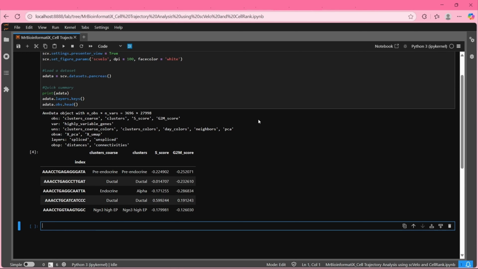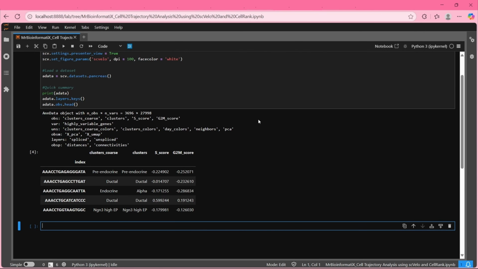As you can see, this table is part of our AnnData object's metadata. It describes each cell in our single-cell dataset. Each row is one cell, and each column gives information about that cell. We have different columns. Index means the unique cell ID barcode, for example AAACCTGAGA, and so on. This identifies one single cell.